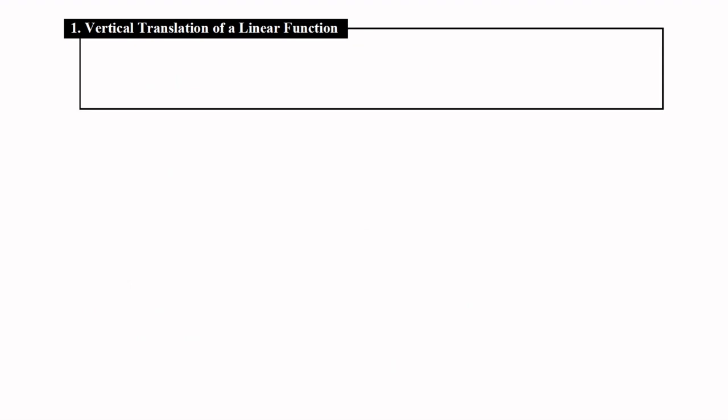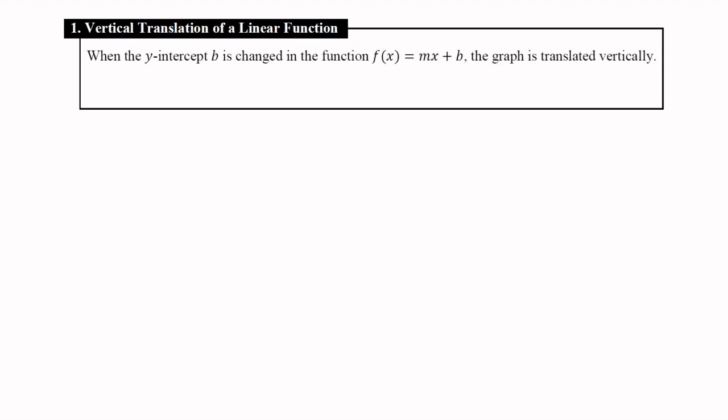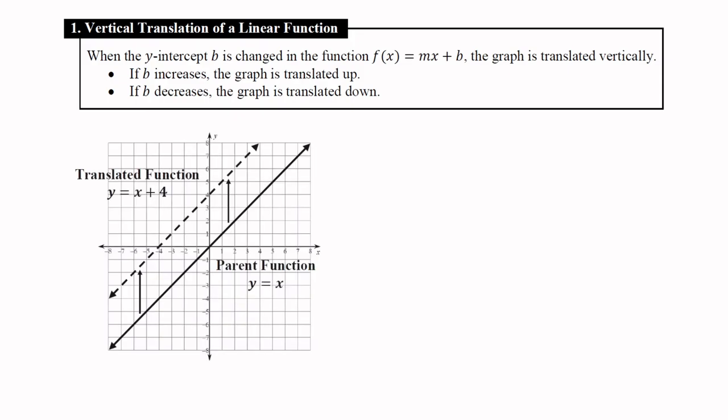So a vertical translation of a linear function is when the y-intercept b is changed in the function f of x equals mx plus b. The graph is translated vertically. If b increases, the graph is translated up. If b decreases, the graph is translated down.